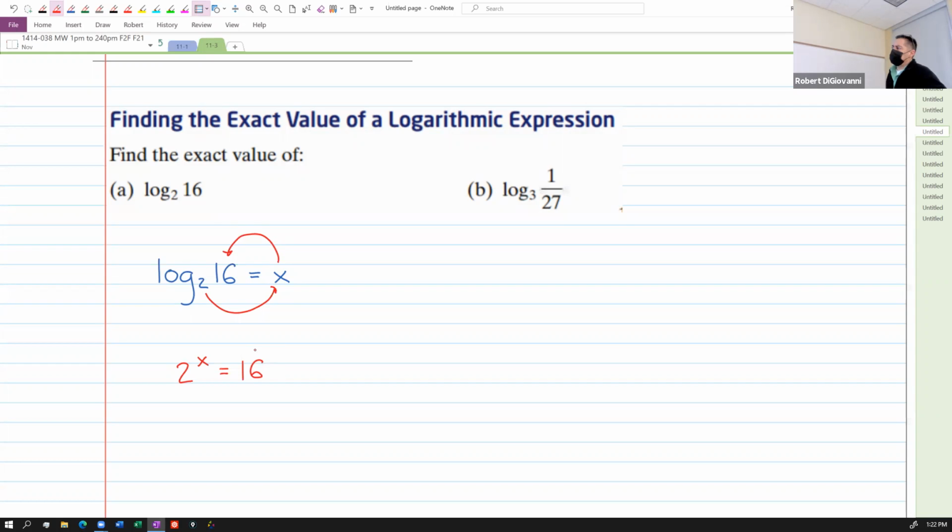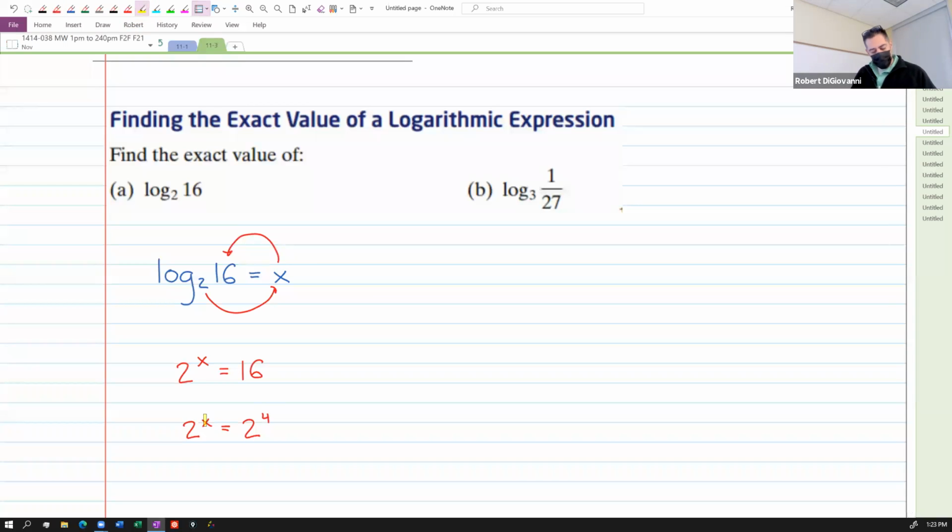2 squared is 4. 2 cubed is 8. 2 to the 4th is 16, isn't it? So one way I could do it is just by looking at it and saying, oh yeah, that's a 4. Or I could do this. I could write the other side of the equation as 2 to the 4th power, right? 16 is 2 to the 4th.